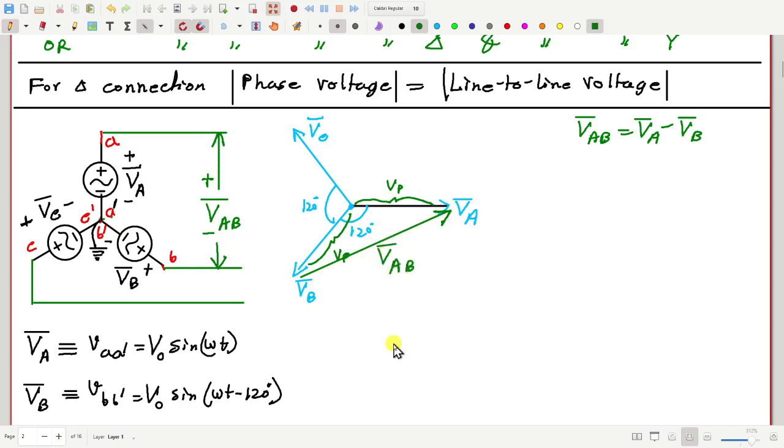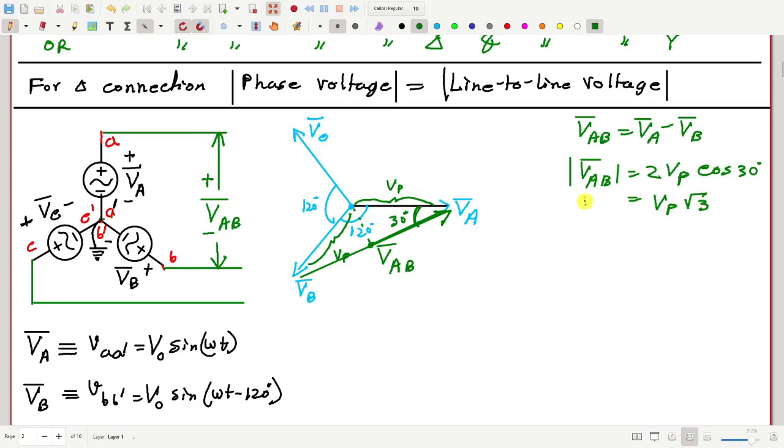How much is the length of VAB bar? Using trigonometry, you can find it out. How much is this angle? 30 degrees. Absolutely right. So if this is 30 degree, let me put a bisector here. Then how much is this length? Vp cos 30. So then how much is this total length? 2 Vp cos 30, which is same as Vp into root 3.